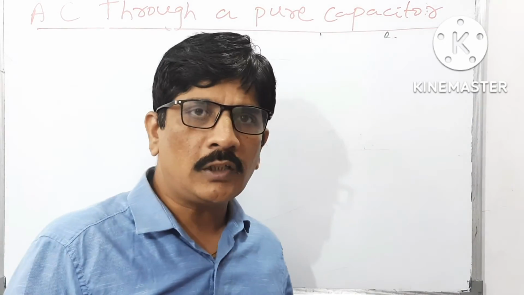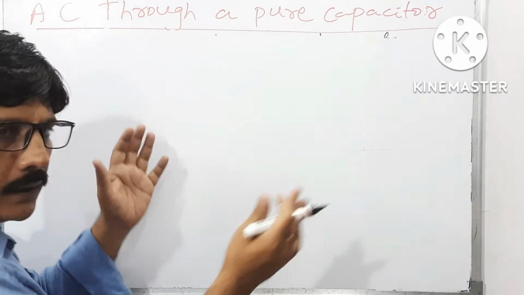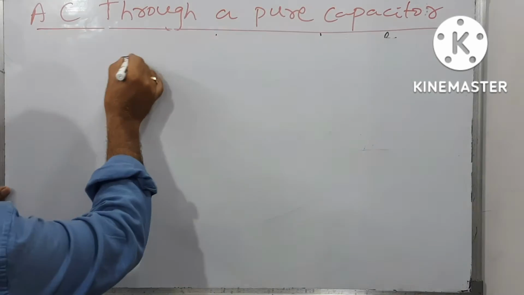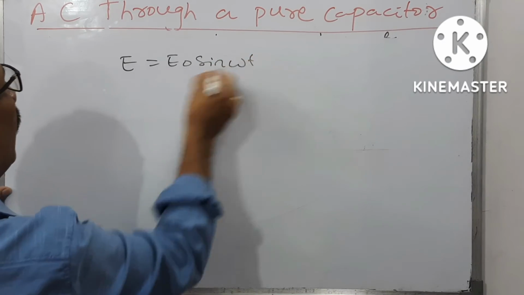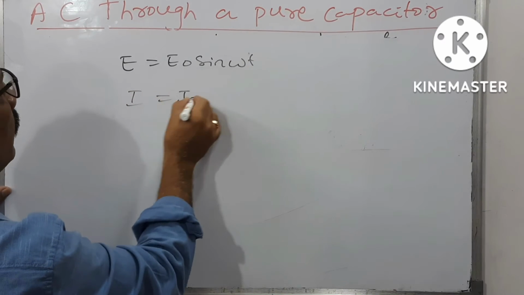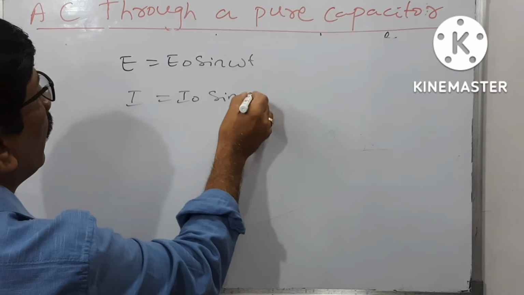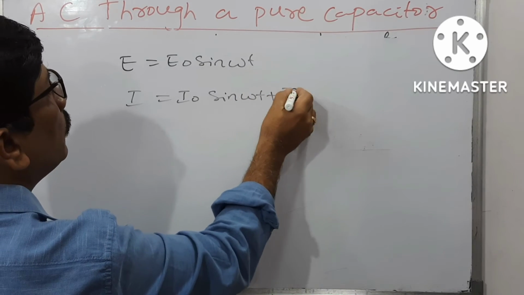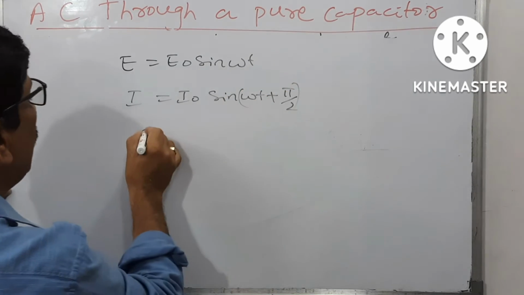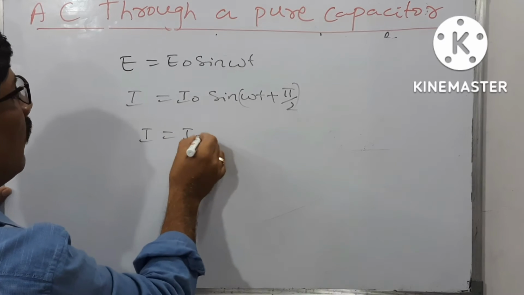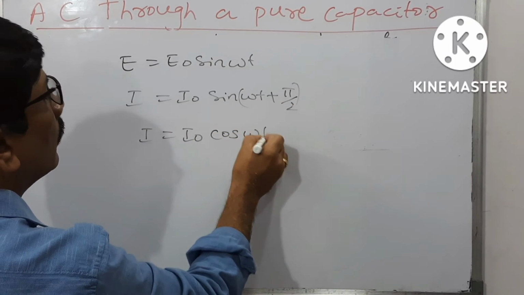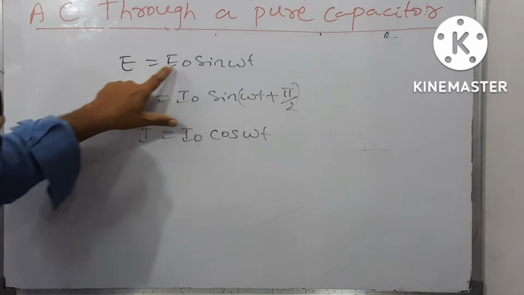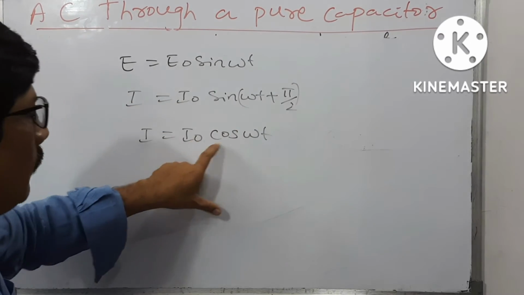Now I am going to explain the sinusoidal wave for E is equal to E naught sin omega t and I is equal to I naught sin omega t plus pi by 2. I already explained that in the place of sin 90 plus theta, I wrote cos theta.